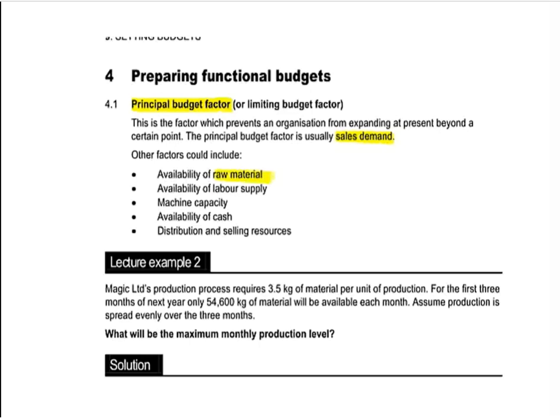So there might be a limited supply of one of the raw materials or the labour needed for production. We might find that we don't have enough capacity on our machines to make any more, or we don't have enough money to invest in resources. So perhaps to invest in inventory or invest in that time lag between when goods are sold and the cash being received. There might also be issues with distribution and selling resources, so setting up enough outlets, setting up enough shops to sell the products.